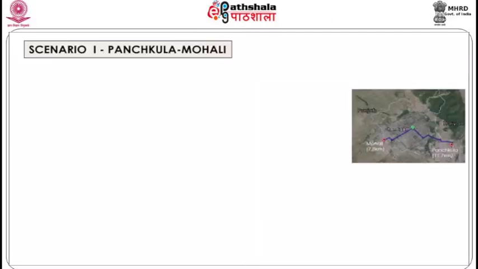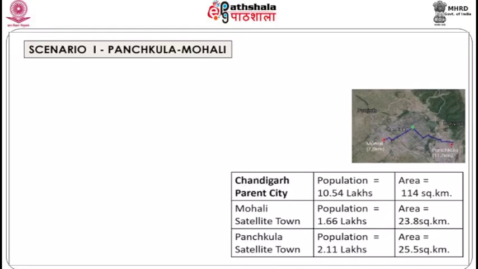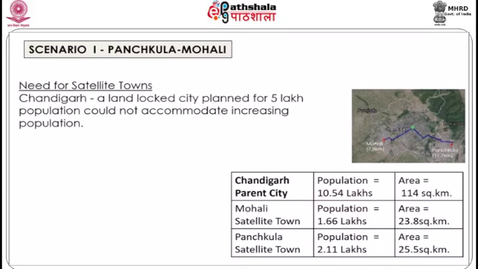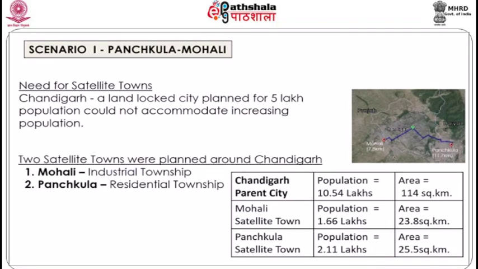Now let us come to the first scenario, that is Chandigarh, the parent city, and Panchkula, Mohali, the satellite towns. Now, why did Chandigarh need satellite towns in the first place? Chandigarh was a landlocked city planned for 5 lakh population, and it could not accommodate the increasing population. So therefore, 2 satellite towns were planned, that is Mohali, the industrial township, and Panchkula, the residential township.